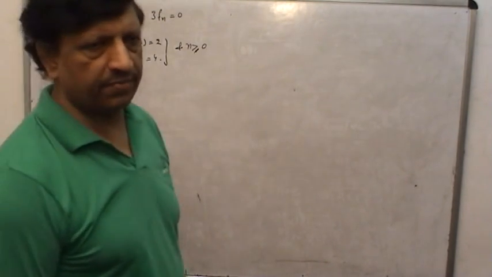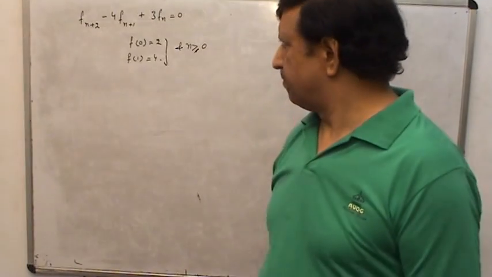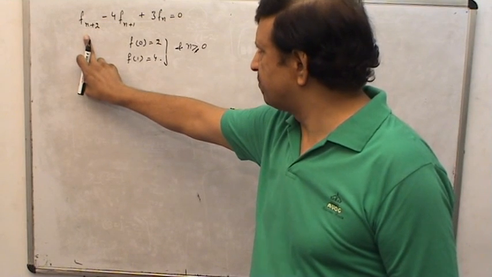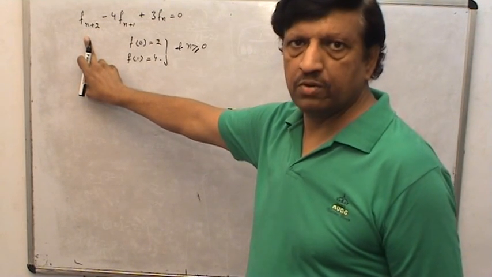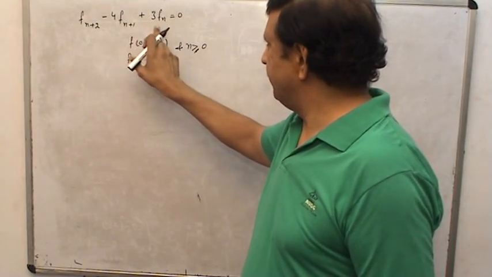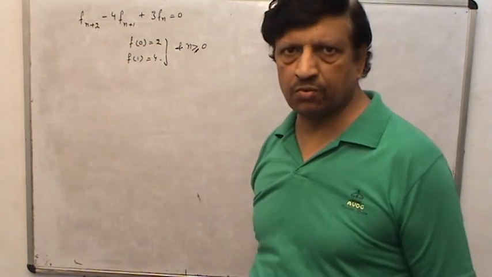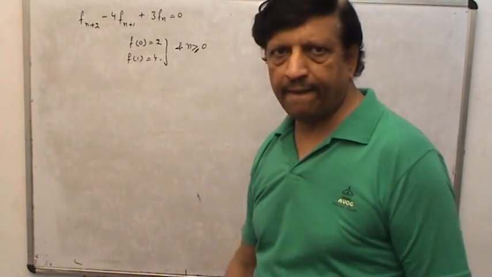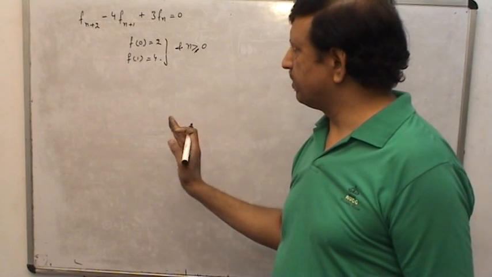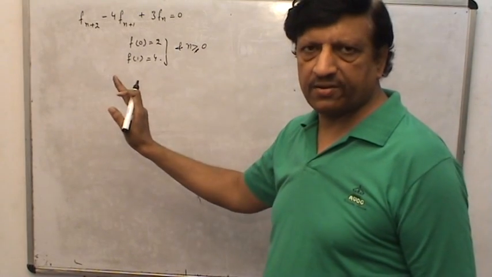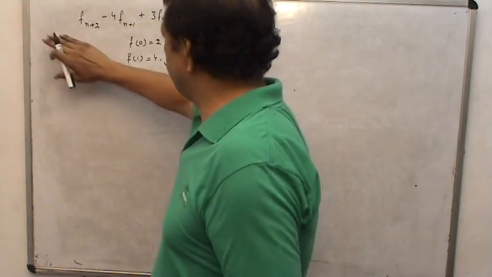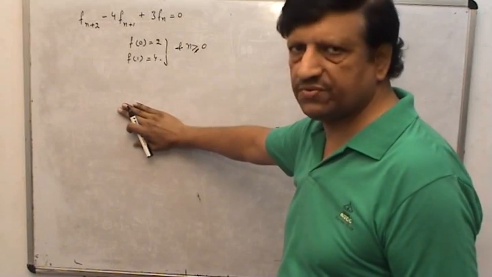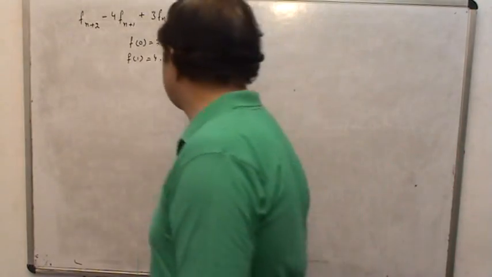It is a totally different recurrence relation. Here each term starts from a value greater than n, like n plus 1, n plus 2. There are no terms which are less than n. It is totally different from the previous recurrence relations. It will also be solved in the same manner. We will see what differences will exist.